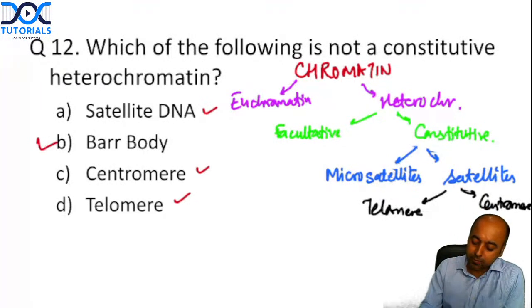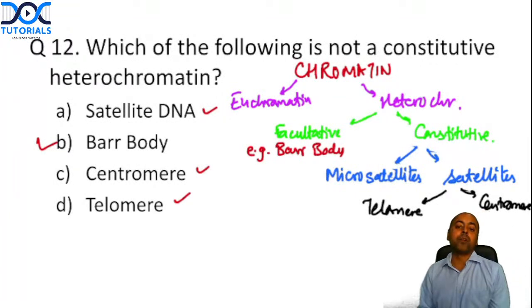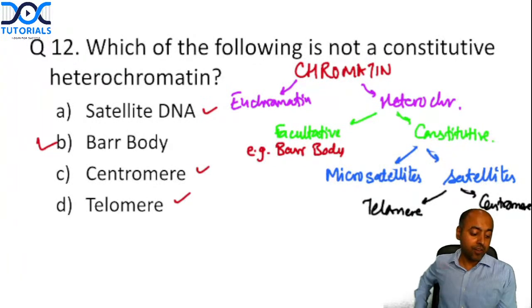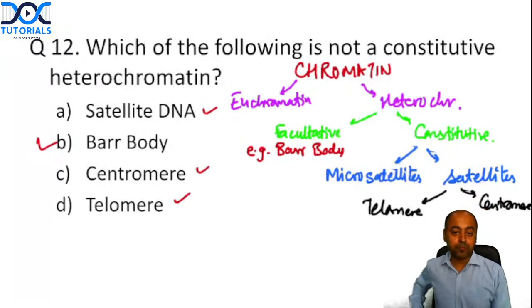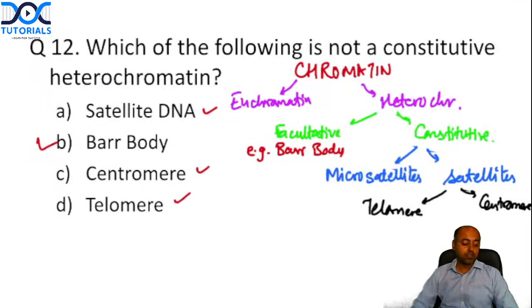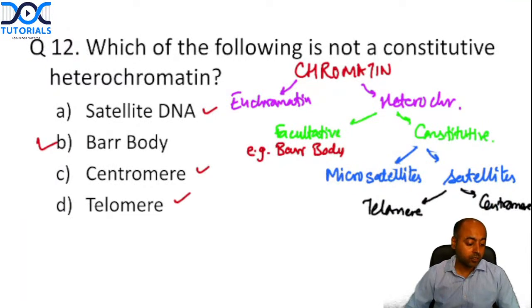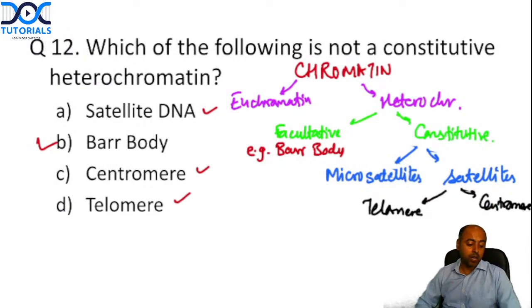The answer is bar body. Bar body is a type of facultative heterochromatin. Okay. So answer here is the bar body.